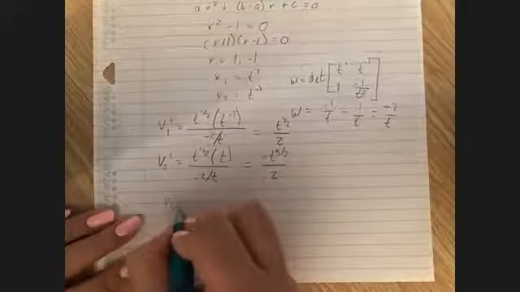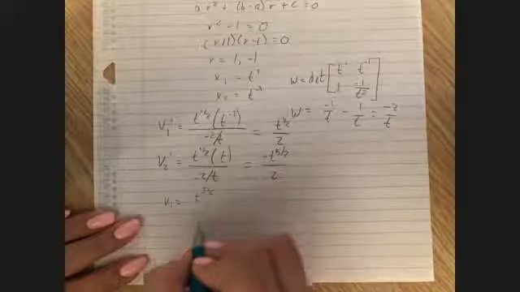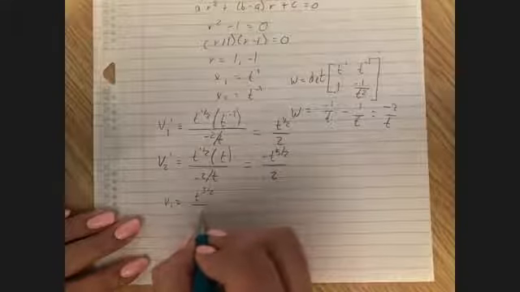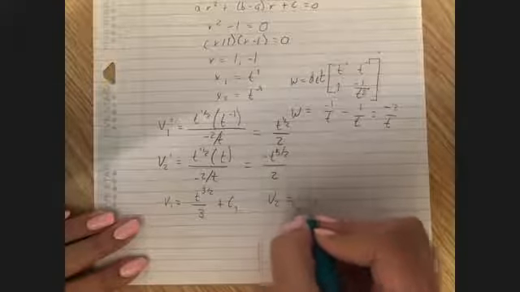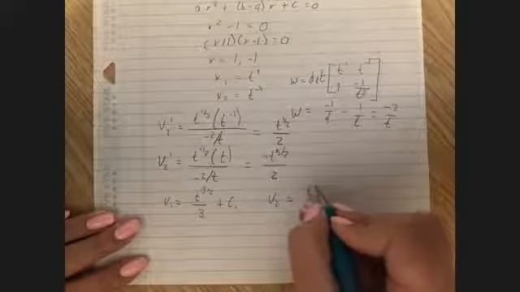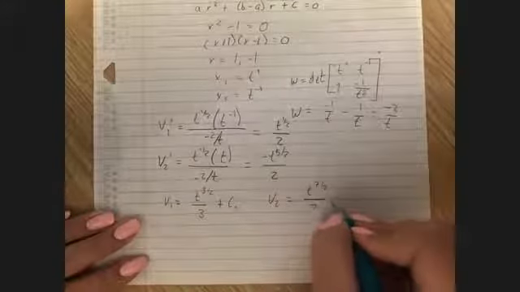And then we're going to integrate those. So then v1 is equal to t to the 3/2 divided by 3 plus c1. v2 is equal to t to the 7/2 divided by 7 plus c2.